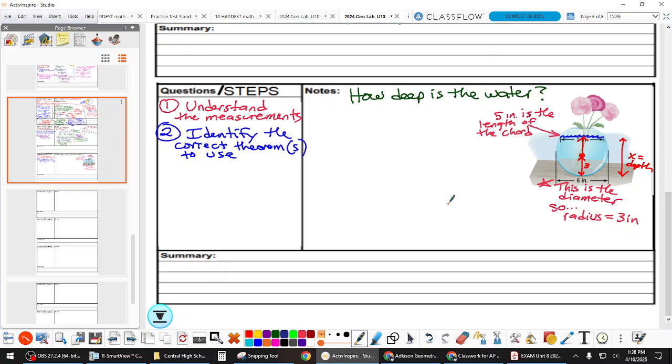So we already have part of the problem figured out. And so really, what else do we need to know? Like what else do we need to know the whole depth? If we know it's 3 to the center, what else are we looking for? The center to the chord, right? So maybe put some other variable right there. Y.